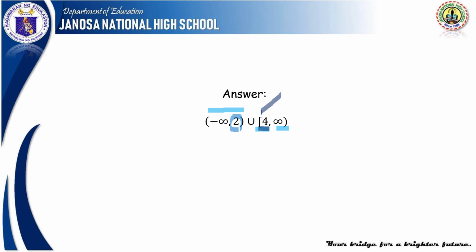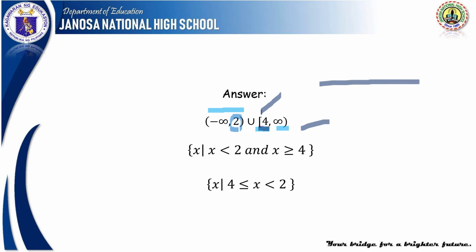As we write it in a set notation, the answer will be x such that x is less than 2 and x is greater than or equal to 4. Another form can be written as x such that x is greater than or equal to 4 but less than 2.